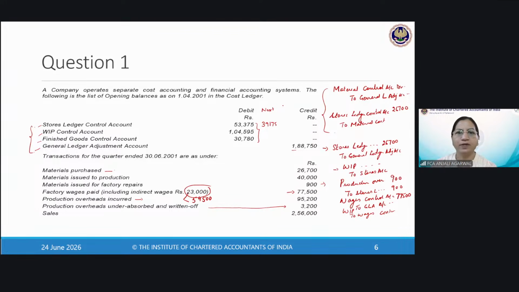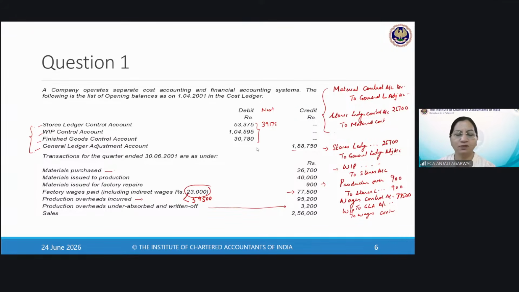Sales, we need to write two entries for every sum. First it will be general ledger adjustment account debit to sales, and second will be sales debit to costing P&L. So it will move to two places. So total four entries will be there in the accounts. Gayatri, is it clear? Okay.